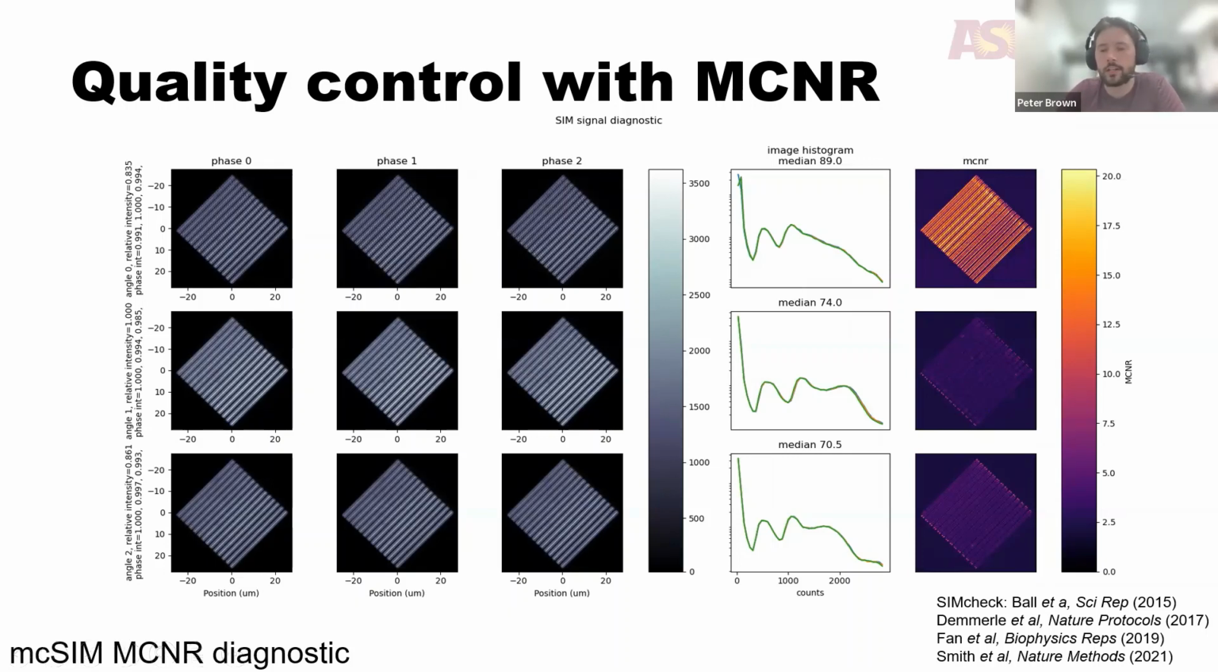So a low MCNR can either tell you that your SIM pattern is low quality, or it could tell you that your sample doesn't have a lot of frequency contrast along those angles. In either case, you will not get a lot of extra information from your SIM image. So it amounts to more or less the same thing in terms of the reconstruction.